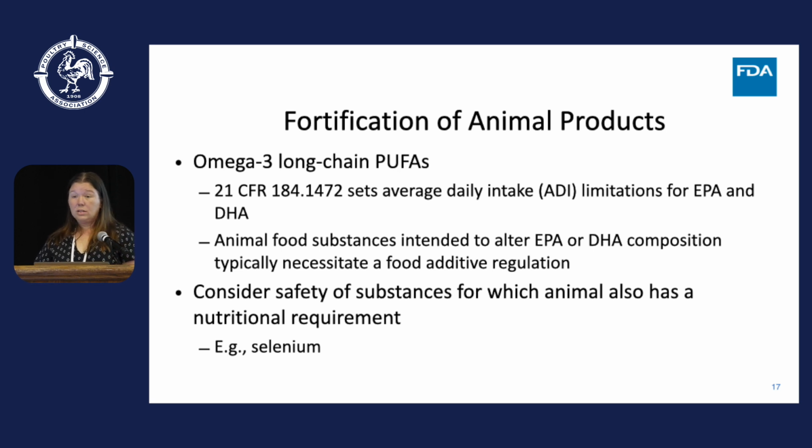The other thing to consider for certain substances is, especially if the animal has a nutrient requirement for it and we are looking to potentially fortify the substance in the human food beyond that animal's nutrient requirement, where is that safety? How does that impact the animal? We don't want to fortify the animal product at the expense of the animal's safety. And so selenium, as we heard earlier, depending on the amounts that are included, can be one of those substances that falls into that category.